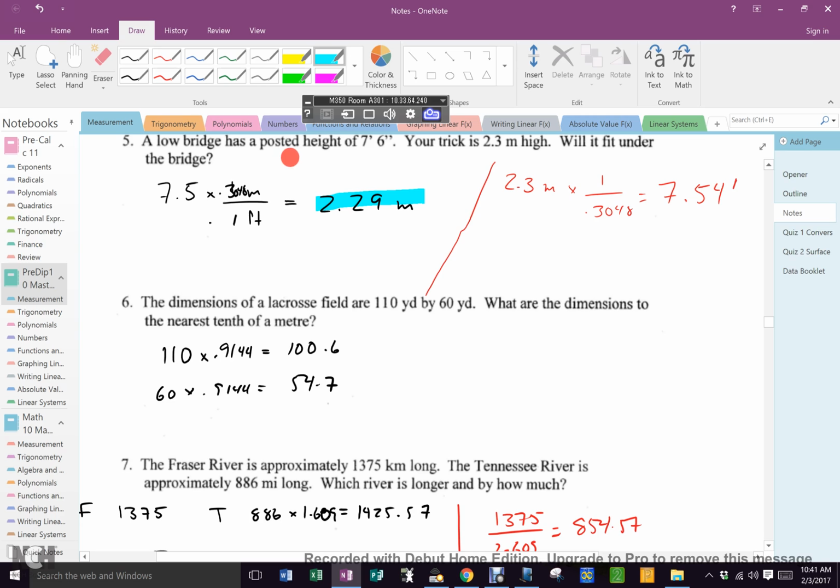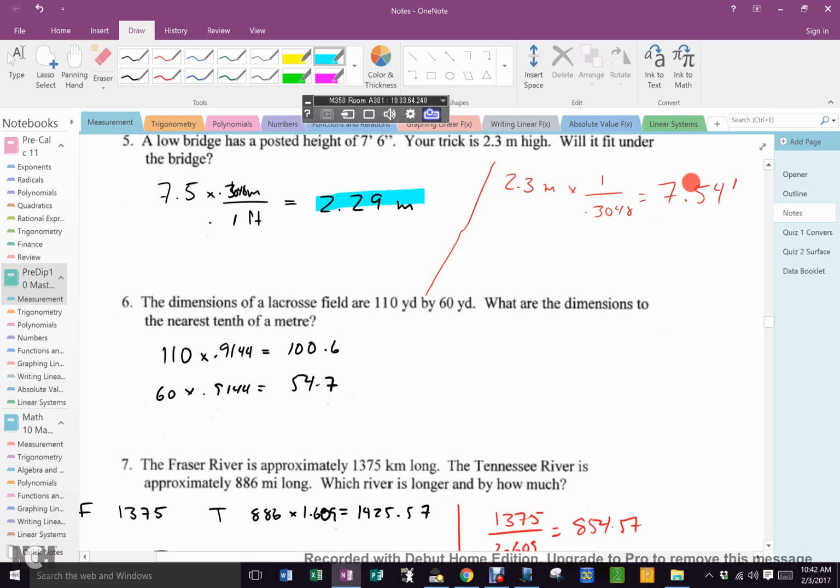The bridge is 7 foot 6 inches. If I convert that to meters, that's 2.29 meters, right? And the truck is 2.3 meters. 2.3 is higher than 2.29. So the truck will not fit. And over here, it won't fit by 0.04 of an inch. You don't drive under it.